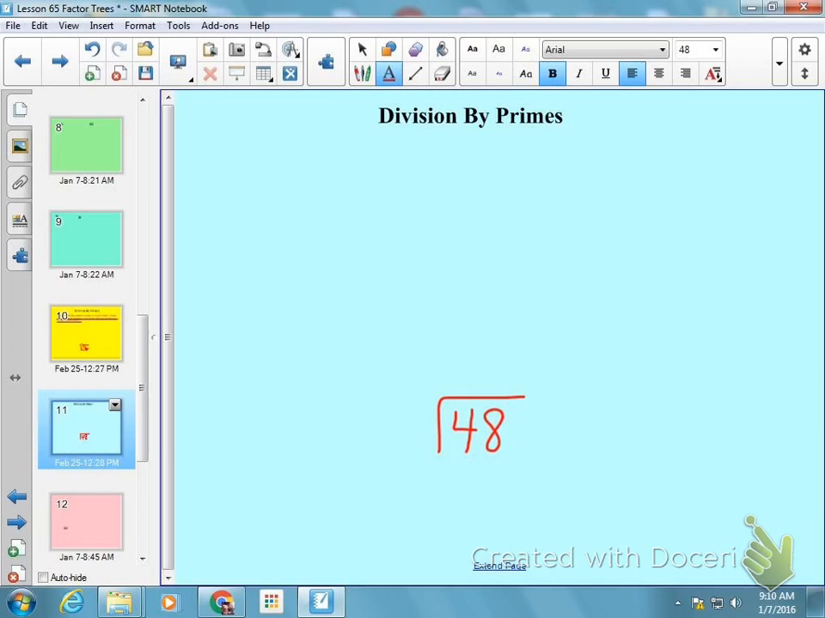So what is the smallest? We have to find the smallest prime number. And the smallest prime number that I can think of is 2. And I see that 48 is even, so I know 2 will go into 48 evenly. So how many times will 2 go into 48? 24 times. So I divide that. What's the smallest prime number that will go into 24? 2. 2 goes into 24 how many times? 12.